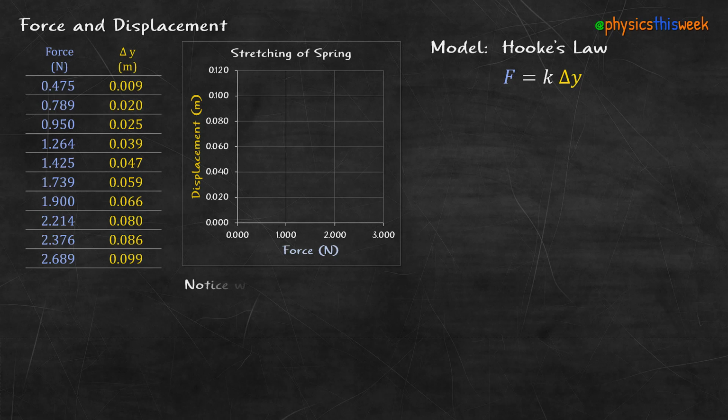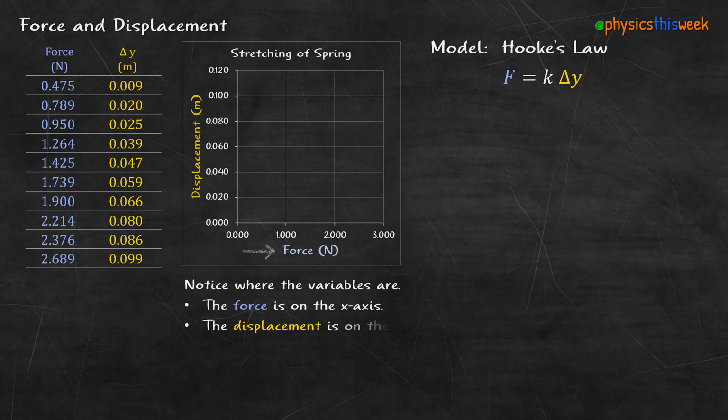Let's look at the force and the mass. Notice where the variables are. Since we picked the mass that caused the force, we placed the force on the independent axis. The displacement is the result that we measured, so it went on the dependent axis.